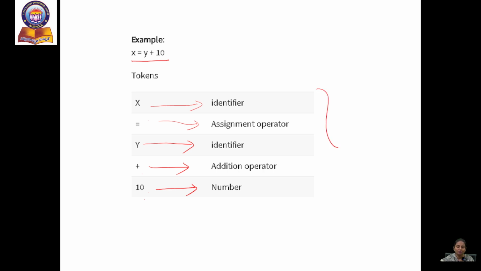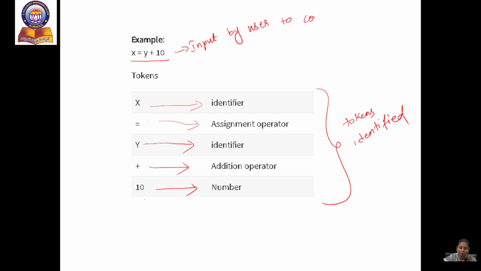So like this, for the entire source code, the tokens are going to be identified by the lexical analyzer. That is the first phase. Now, this is the input by the user to the compiler. So now the lexical analyzer input will become this one, and the responsibility is identifying the tokens. So these are the list of tokens identified in the lexical analysis phase.